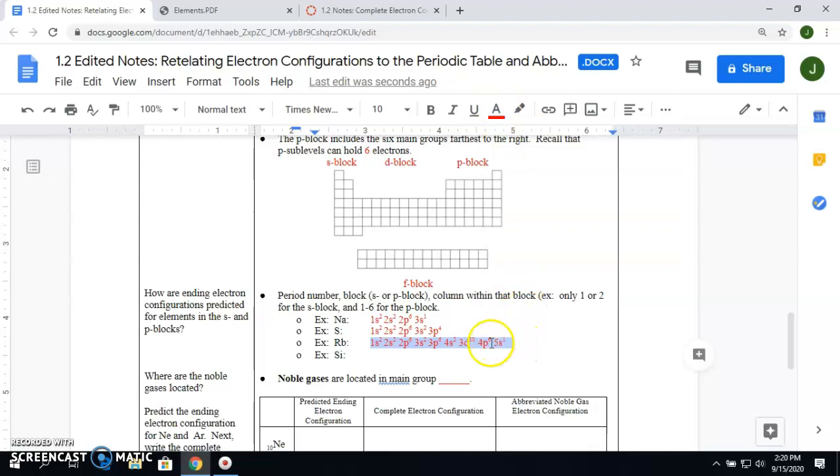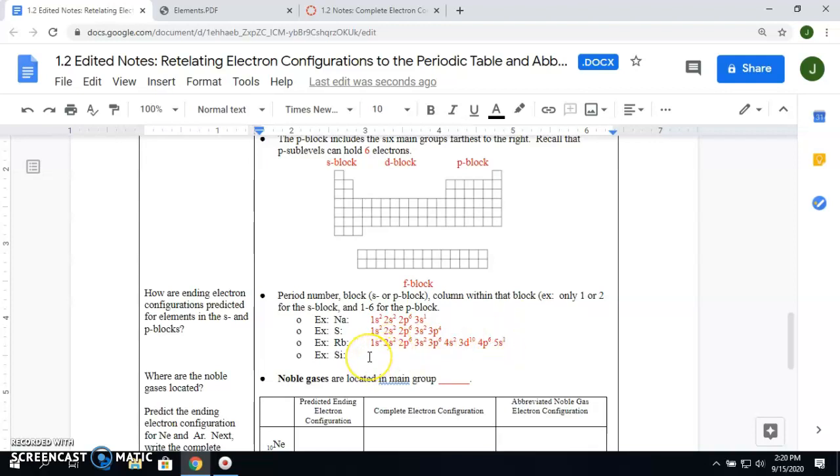And in fact, you can see it ends in 5s1. And when we take a minute and add up these exponents, 2, 2, and 6 is 10. Another 2, 6, and 2 is another 10. So right there we've got 20, 30, 36, 37.